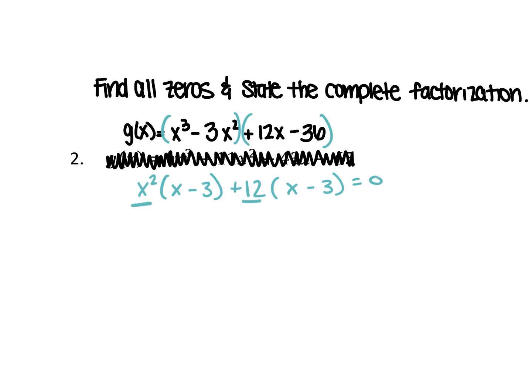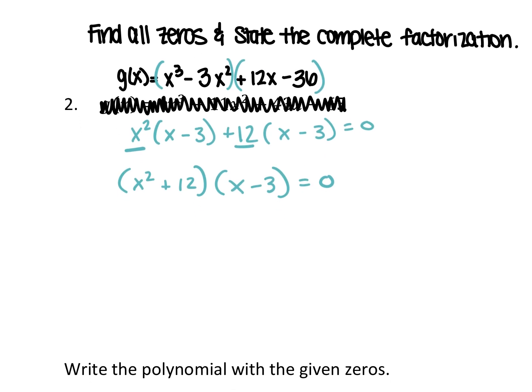So then we want to take the 2 things on the outsides and put them together. So x squared plus 12 and x minus 3. Set them both equal to 0 to find the zeros. So we get x squared is equal to negative 12 when we subtract the 12 to move to the other side. What else does x equal? 3.